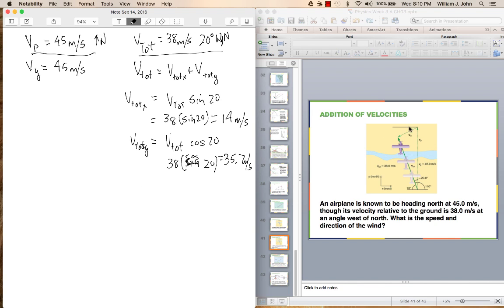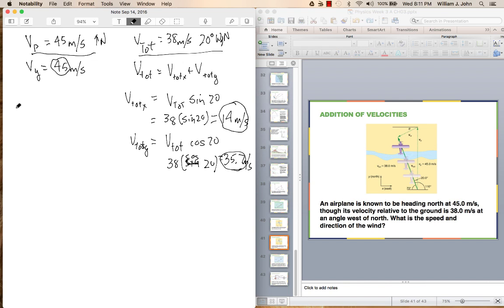Now the wind, the x component of the wind is the same as the x component of the total. So the x component of the wind is going to be this number right here. The y component of the wind is going to be equal to 45 minus the y component 38.7.